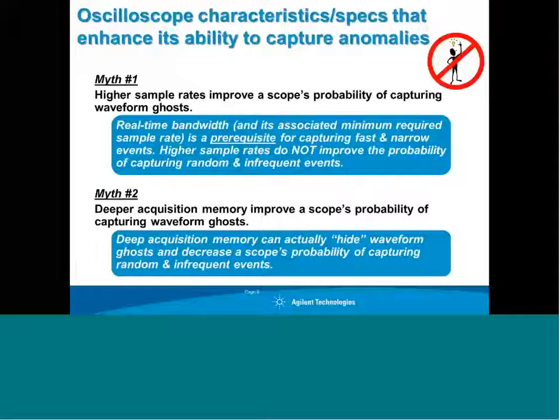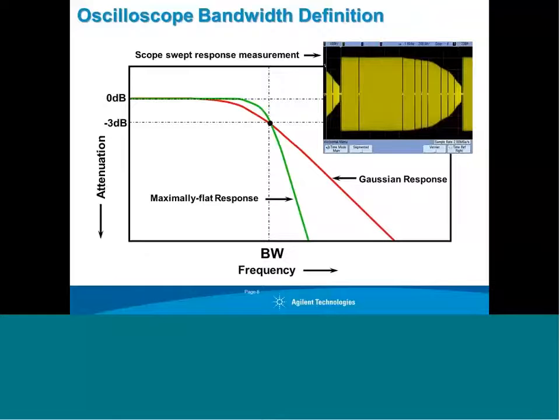The second myth is deeper acquisition memory will improve a scope's probability of capturing events. Now, technically that's true. If you have a deeper memory, you capture a wider time span of signals, it does improve the scope's probability of actually capturing it, so long as you can still maintain a high sample rate. However, a deep acquisition on a scope will actually hide any kind of waveform ghost or intermittent events, and it can also decrease the scope's probability of capturing infrequent things, and we'll talk about that a little bit later.